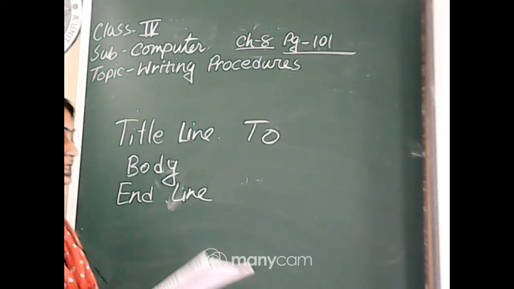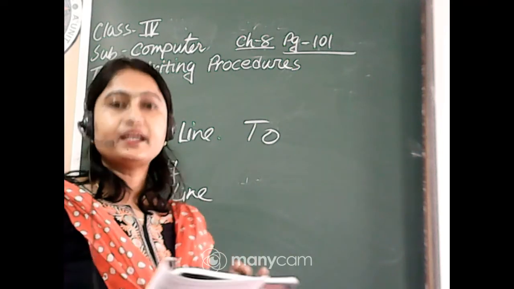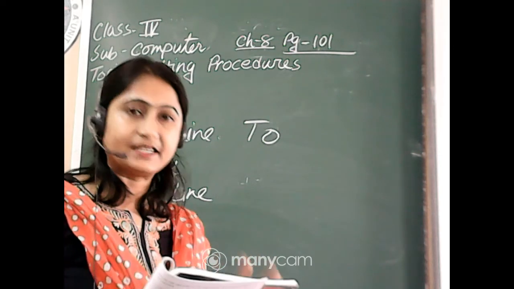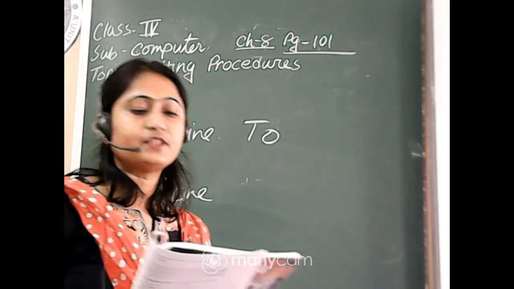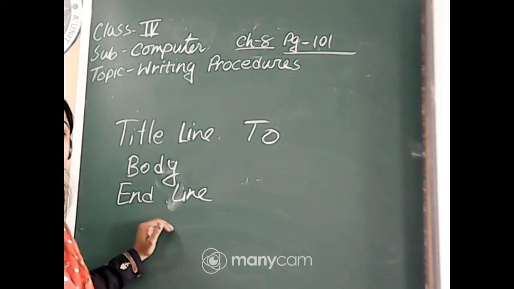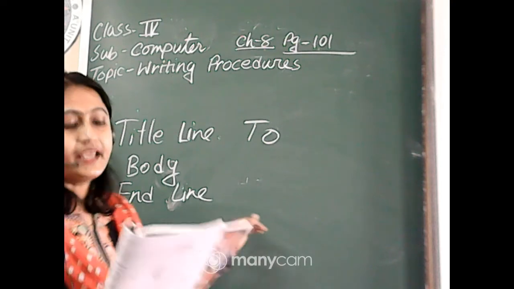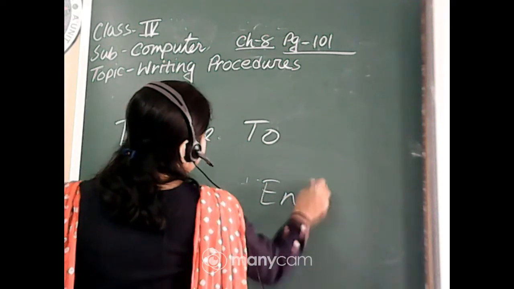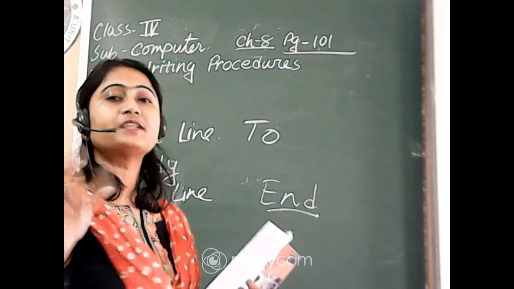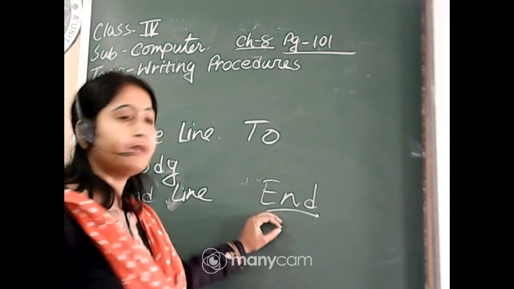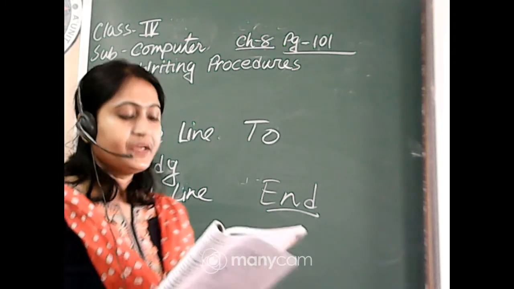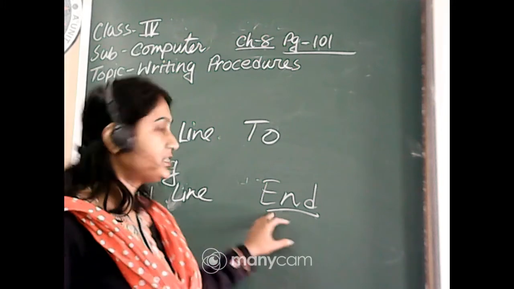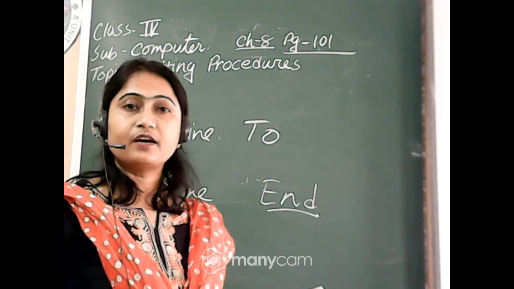And then is the end line. If the end line is given, that means your procedure is completed. Every procedure ends with the word END, E-N-D. You have to use the word end. It confirms that your procedure is completed. It confirms that the primitives for the desired work are over.